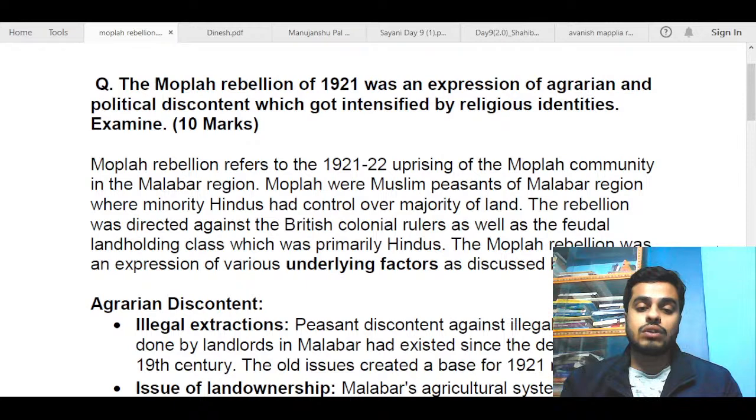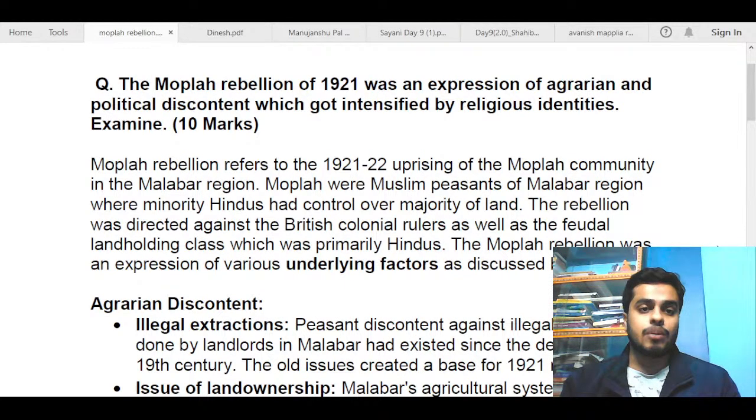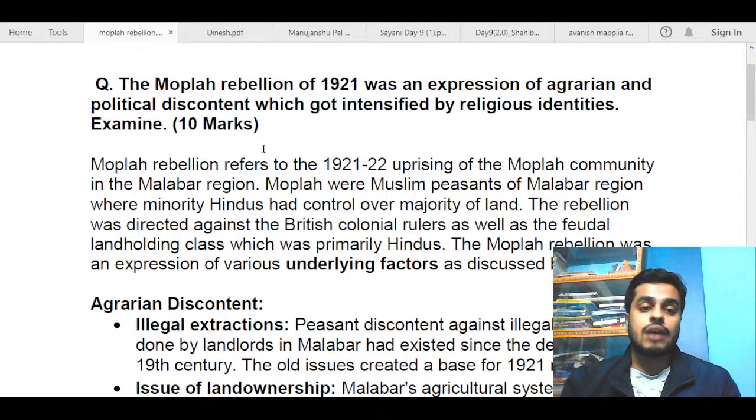However, we will not get into the controversial part. We will just get into the core themes. We will identify the reasons and what transpired during that rebellion. So through this question, we will try to cover this topic. The question was: the Moplah Rebellion of 1921 was an expression of agrarian and political discontent which got intensified by religious identities. Examine. The tail word here was examine.